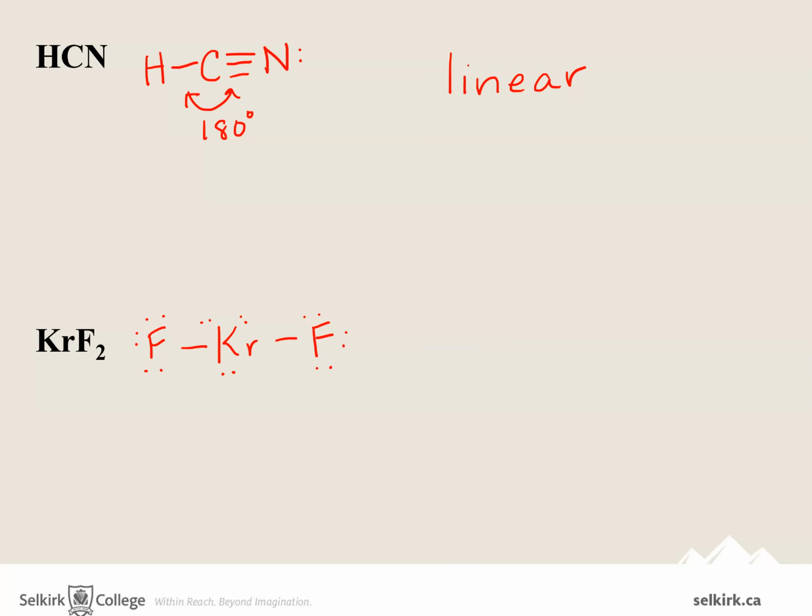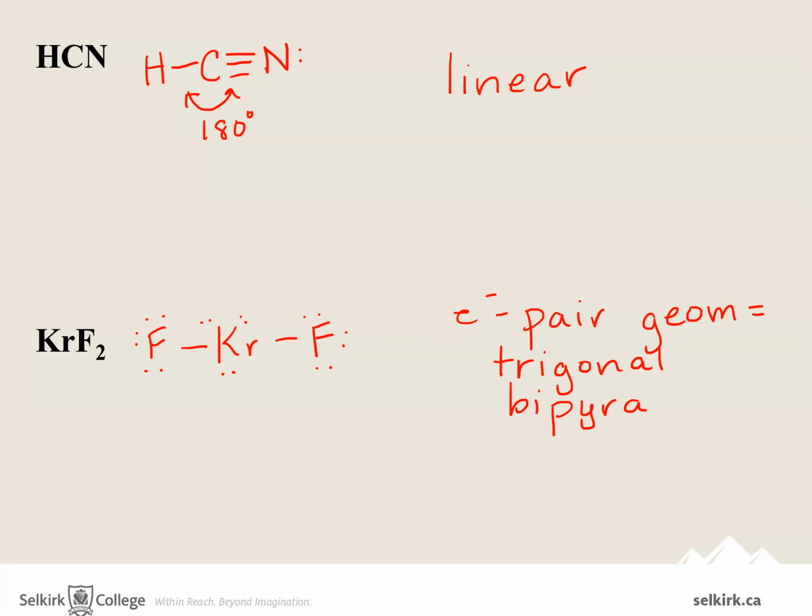All right, what do I see around that krypton? I see 5 electron pair domains. So the electron pair geometry is trigonal bipyramidal. You will need to practice and study a little bit so that those basic geometries come readily to your mind.